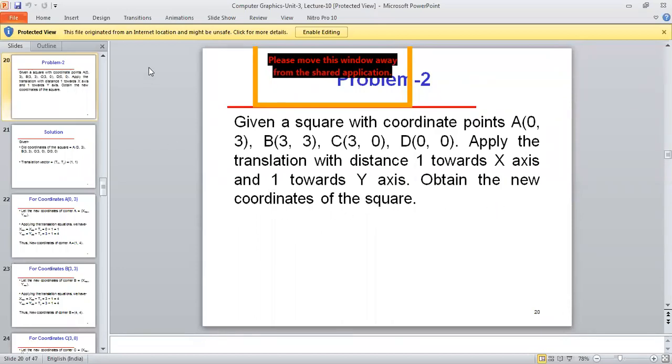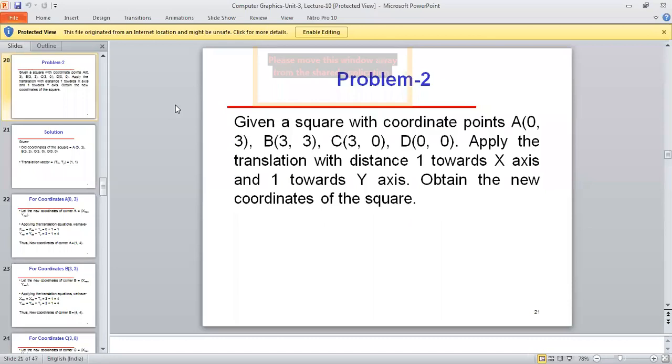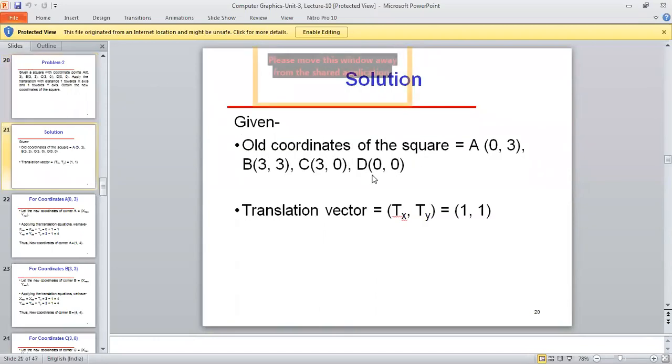Now just concentrate on this. Here the old coordinates of the square are A (0,3), B (3,3), C (3,0), D (0,0). This is given. This is the problem already given. So we have to write here the translation vector tx comma ty, 1 1. Here 1 and 1 is provided in the problem.